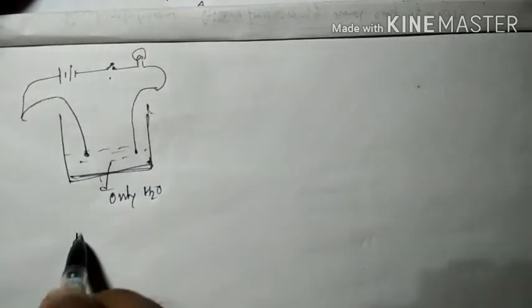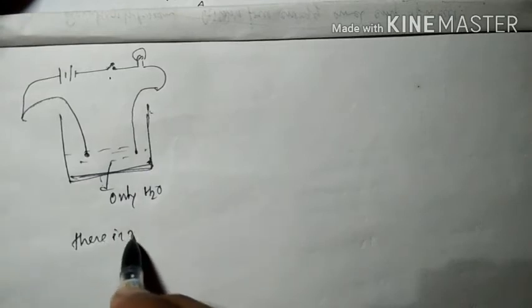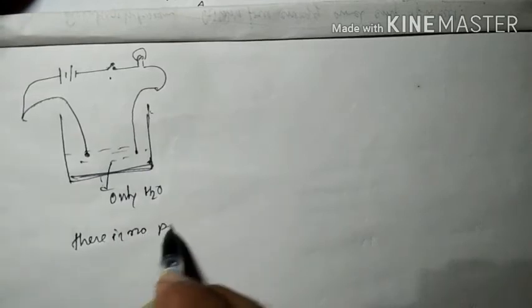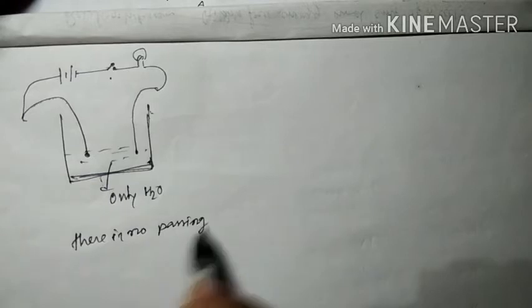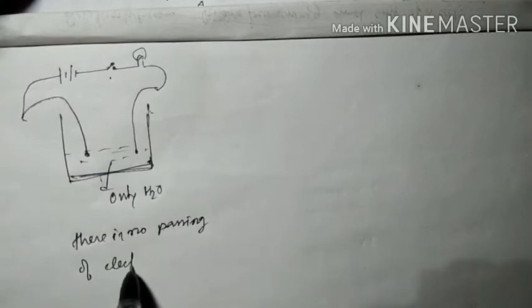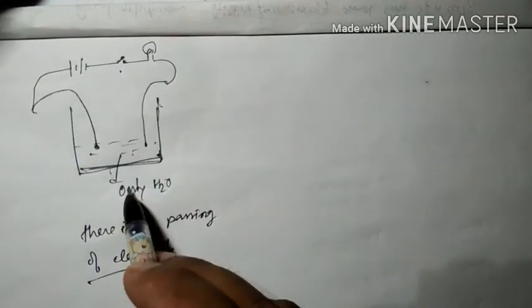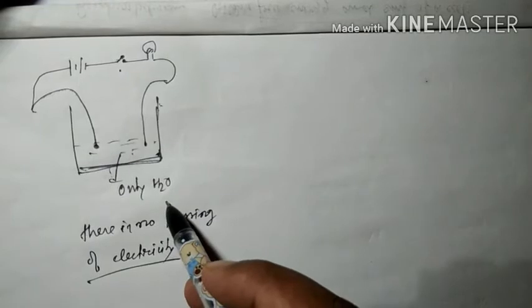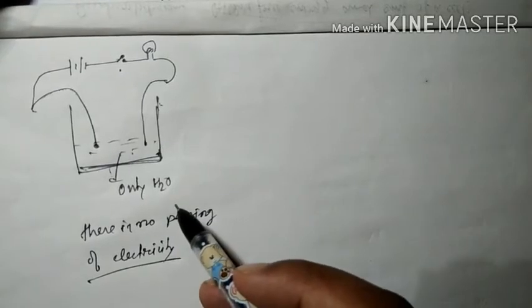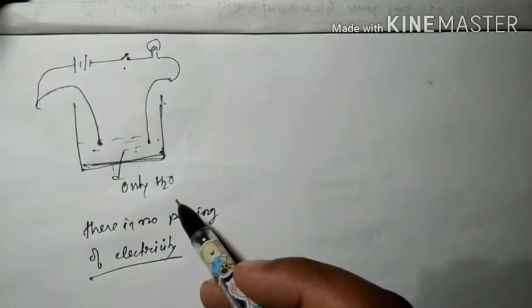There is no passing of electricity. Why? Because there is no ion, only the water molecule is there, and the water molecule is a polar molecule and cannot pass the electricity.